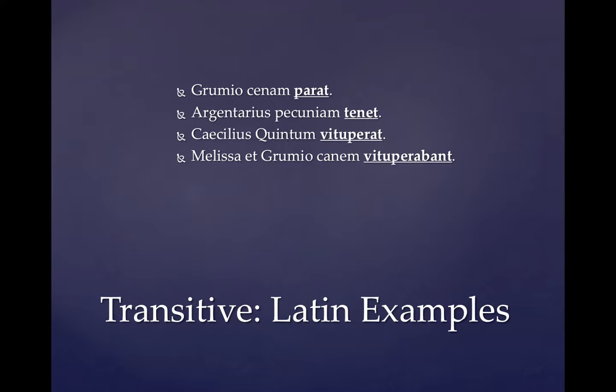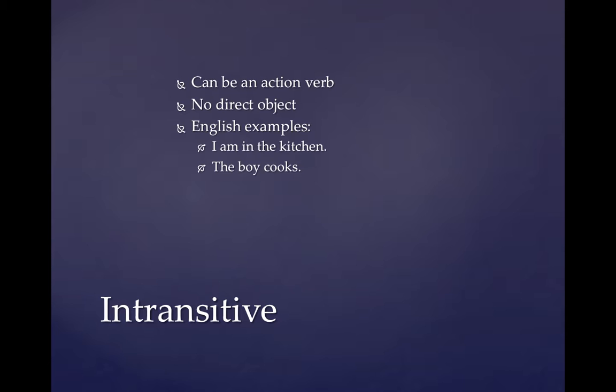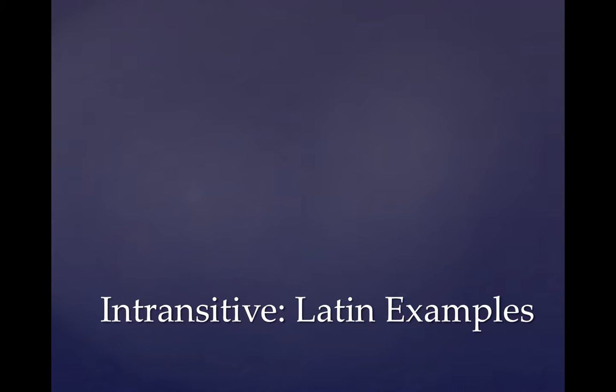Melissa et grumio canem vituperabant. Canem is in the accusative here. The dog is being cursed. All right, intransitive. So intransitive verbs can be action verbs, but there's no direct object. Some examples in English: I am in the kitchen. There's nothing receiving the action. The boy cooks. We don't know what the boy is cooking, but here this verb is being used as an intransitive. Mr. Hooper exercises. He just exercises. We don't have anything receiving the action.